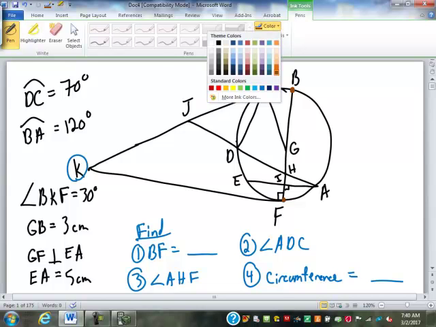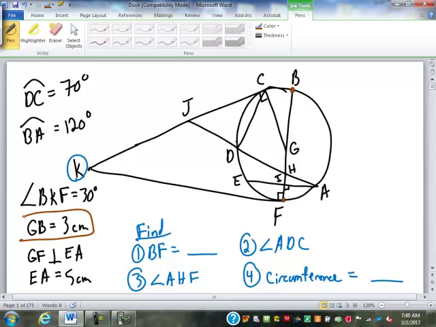Yeah, we're given that GB is 3. So GB here is 3. BF has to be just double that. That has to be 6 centimeters.